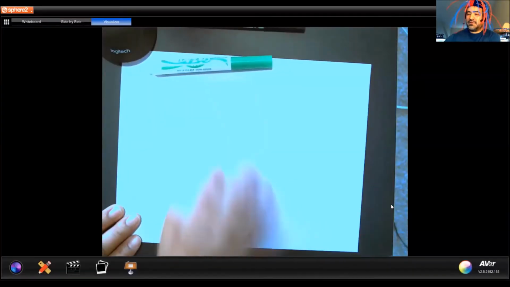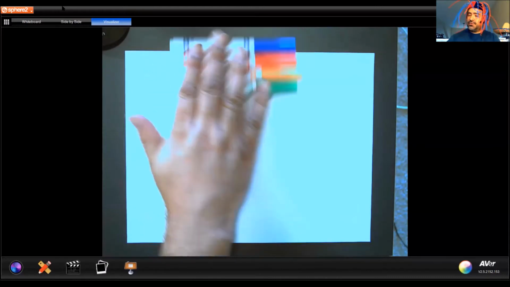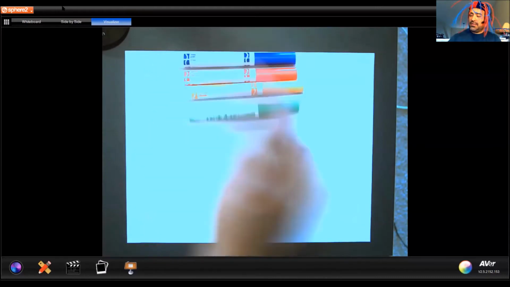Isn't that just so cool? I want us to, and you can stop the video if you need to, get some paper, just regular paper is fine. And you can get some markers. I got 4 different colors: blue, red, orange, and green.